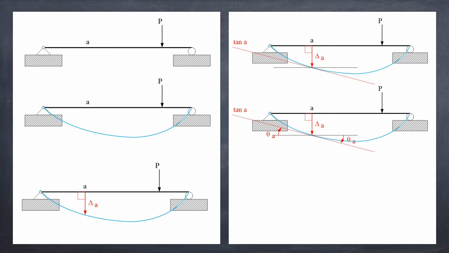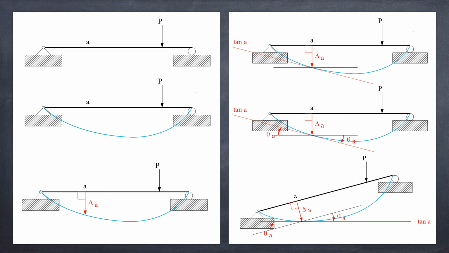Let me emphasize that this is not a global system. We don't measure delta just downwards always. For example, if we have an inclined beam like this, notice that delta is not measured directly downward, it's at an inclined angle because the definition says it has to be 90 degrees to the member. And of course, theta A this time will not be drawn from a horizontal line, because the original alignment is not horizontal, it's at an angle. So that's the way we measure theta A.